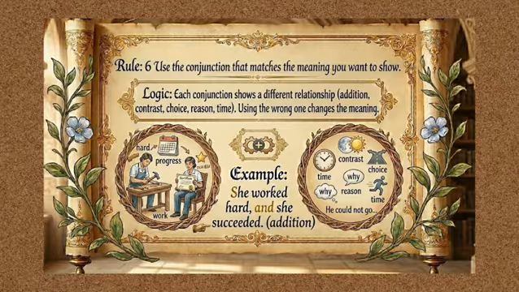Moving ahead to rule number six. Now, rule number six states that use the conjunction that matches the meaning you want to show. The logic behind this rule states that each conjunction shows a different relationship, like addition, contrast, choice, reason, or time. So if you use the wrong one, it changes the meaning of the sentence. For example, if I say, "She worked hard and she succeeded." So here, in this sentence, I used "and" because it represented the addition between the two sentences which I have joined by using "and" as a conjunction.